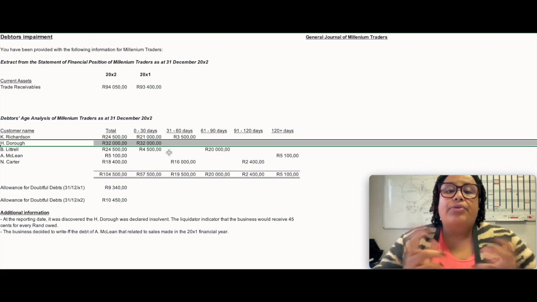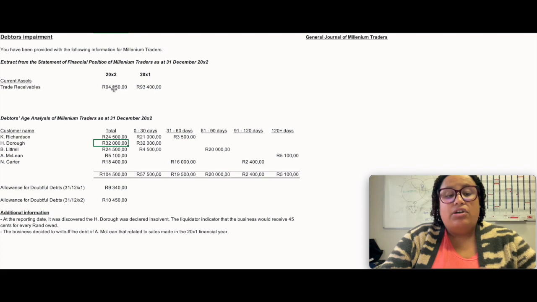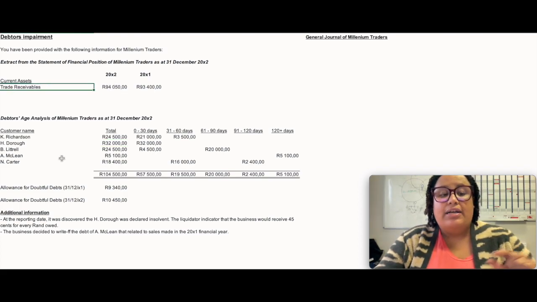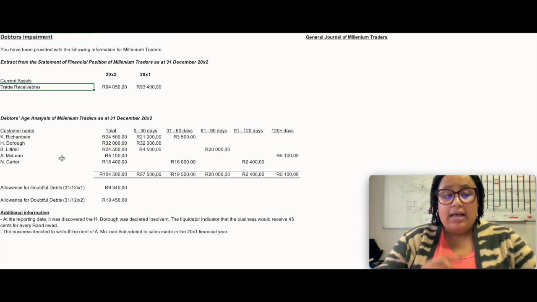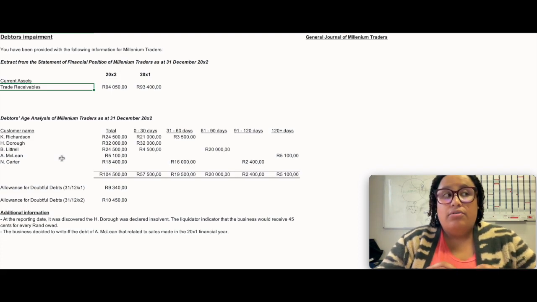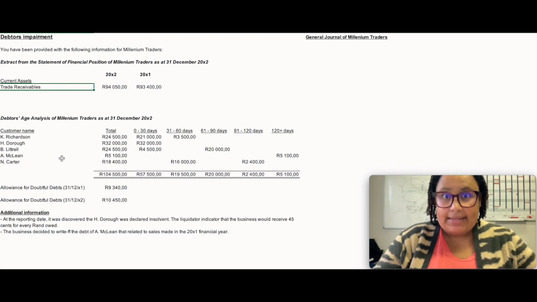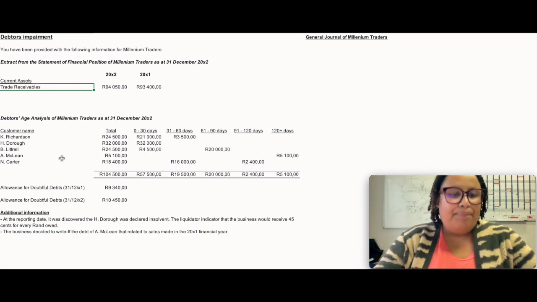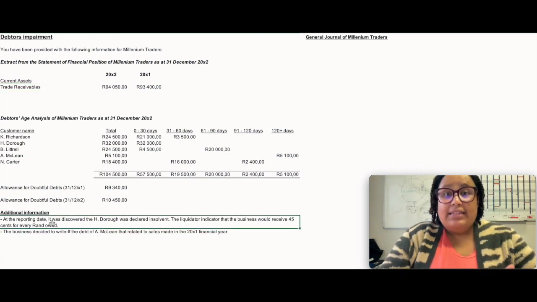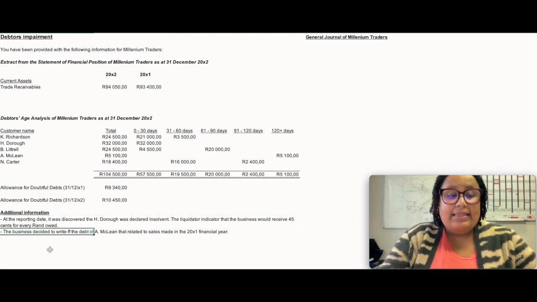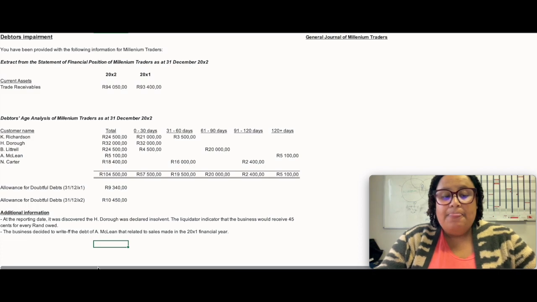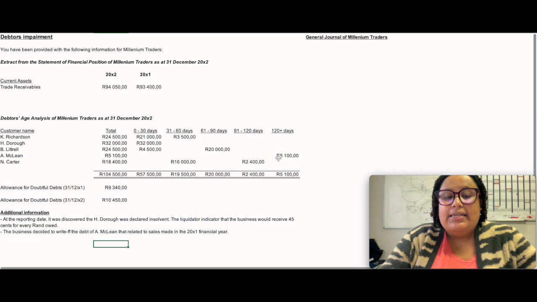So we would need to write down the difference, because we cannot reflect this debt on the statement of financial position at the full amount. Our assets cannot be shown at an amount that is greater than the economic benefits that we expect to recover in the future. So we know that that debt is going to have to be impaired. Then the business also decided to write off the debt of A. McLean that related to sales that were made in 20X1.